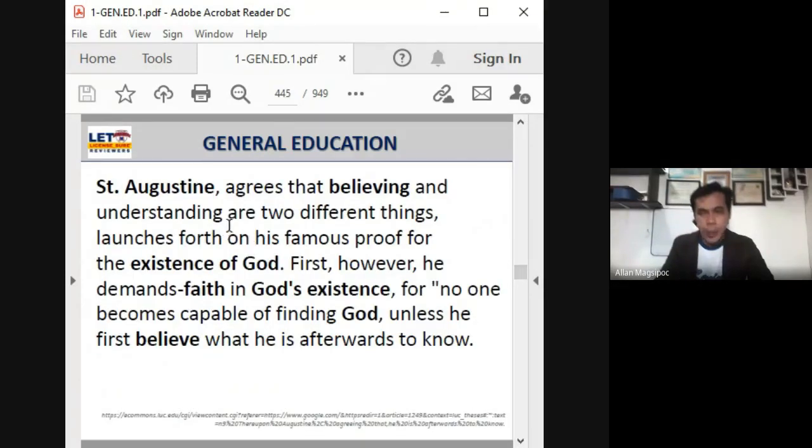Bit of explanation. St. Augustine agrees that believing and understanding are two different things. Launches forth his famous proof of the existence of God. First, however, kailangan meron ka muna ng faith. According to St. Augustine, first, the person needs to have faith that God exists. For no one becomes capable of finding God unless he first believes that He is existing. Simple lang ang kanya: you must first believe so that you will find God. Because if you don't believe in something, then you will not find it. Tama nga naman, di ba?